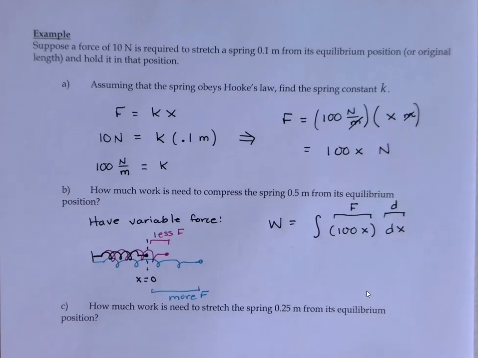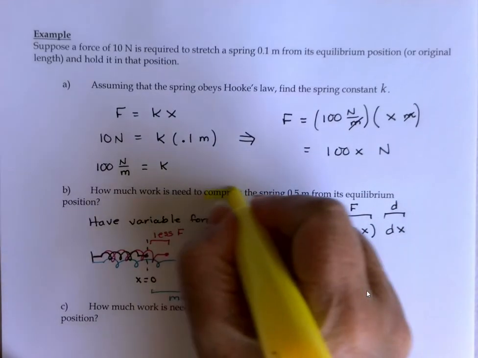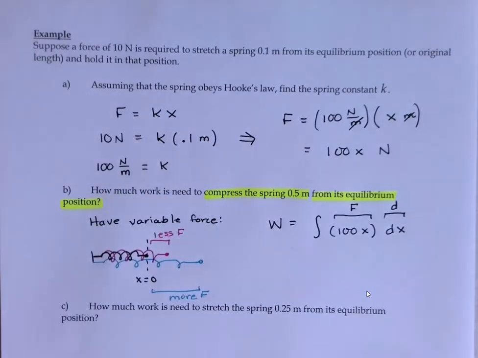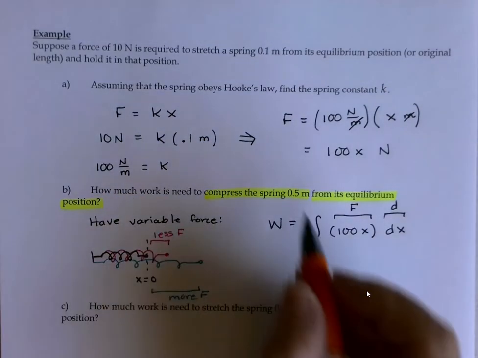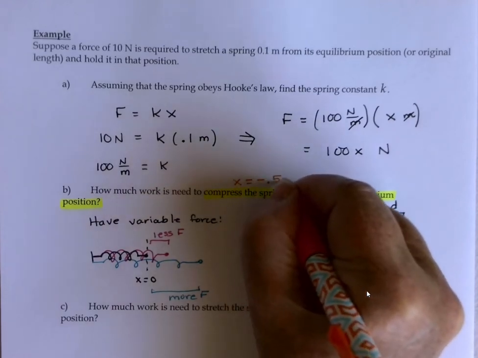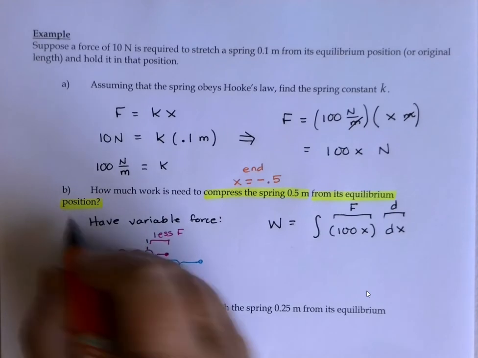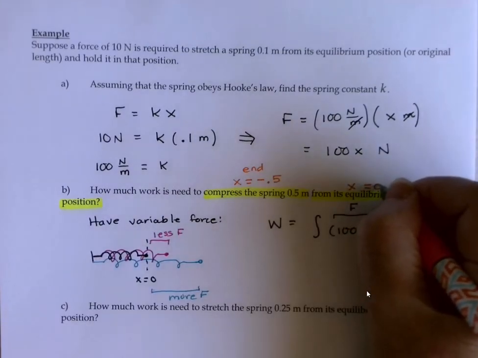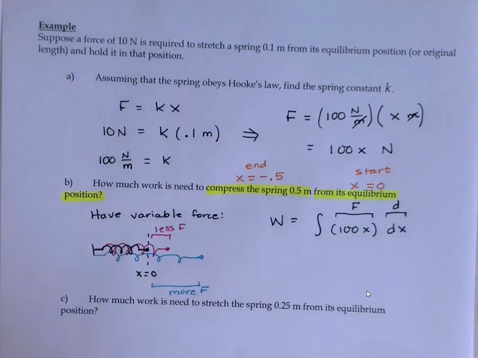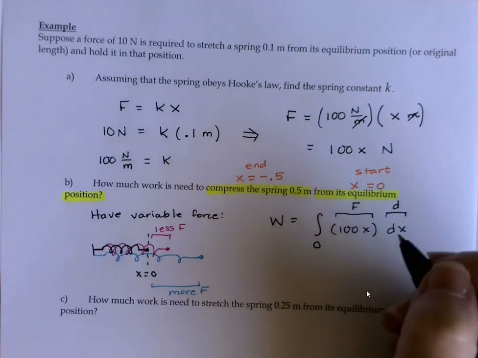Now in this case, the limits of integration are right in the problem. We want to compress the spring 0.5 meters, so that would be an x value of negative 0.5. That's where we want to end up, from its equilibrium position. Equilibrium is always x equals 0. That's where we want to start. So we'll always integrate from start to end. So I'm going to go from 0 to negative 0.5.